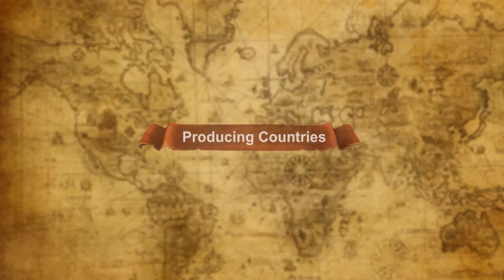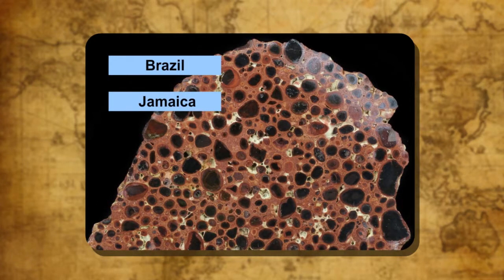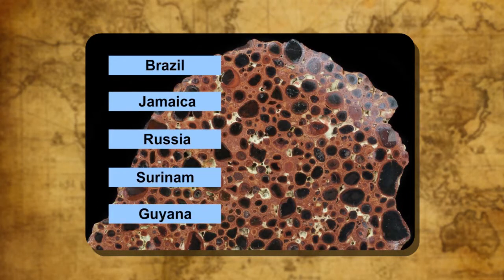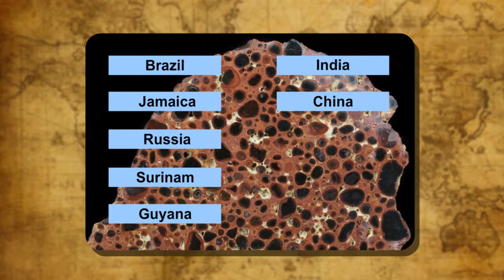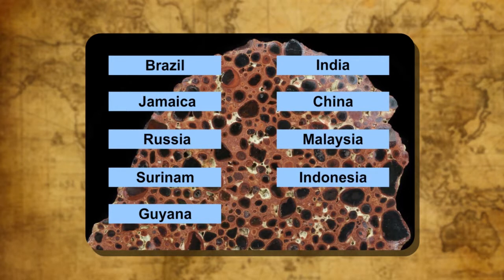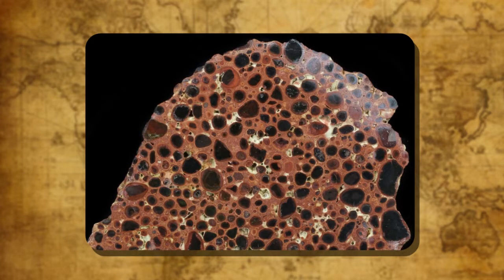Producing countries: Brazil, Jamaica, Russia, Suriname, Ghana, India, China, Malaysia, Indonesia, Turkey, etc. are the main producers of bauxite. Australia is the largest producer of bauxite in the world.